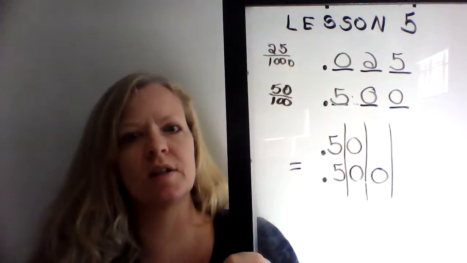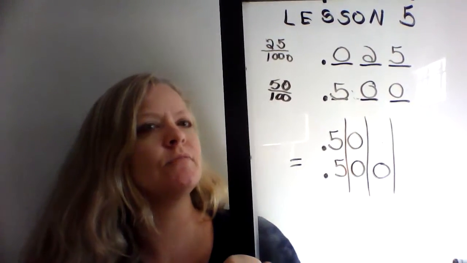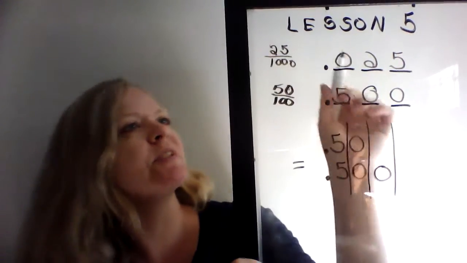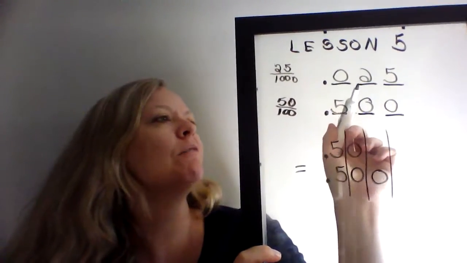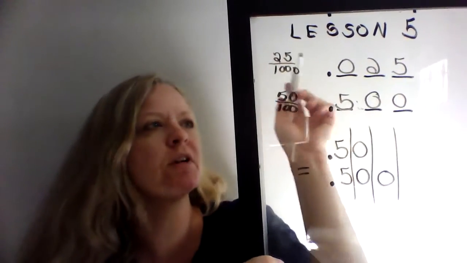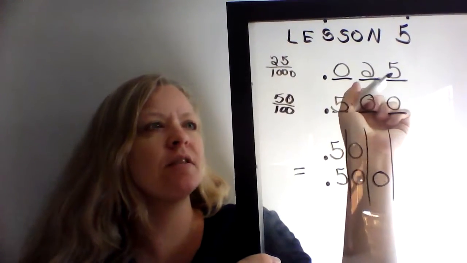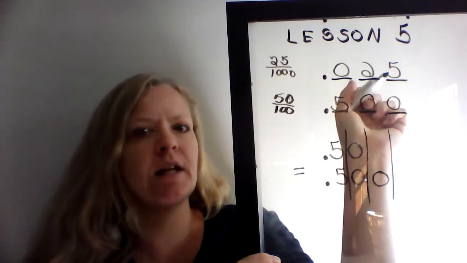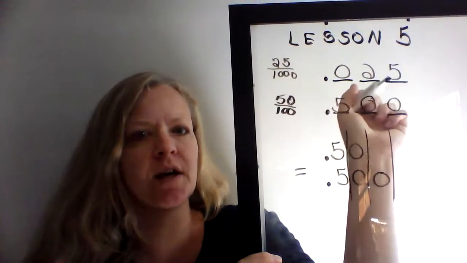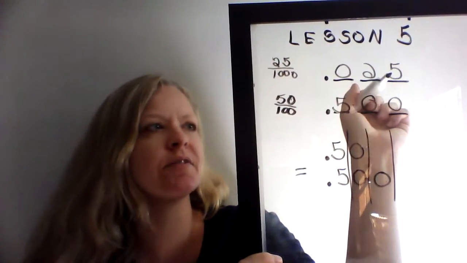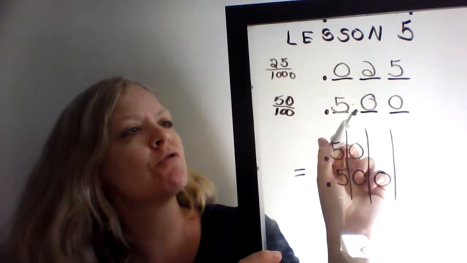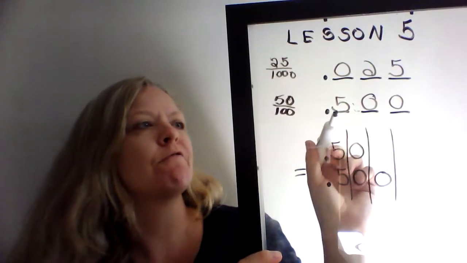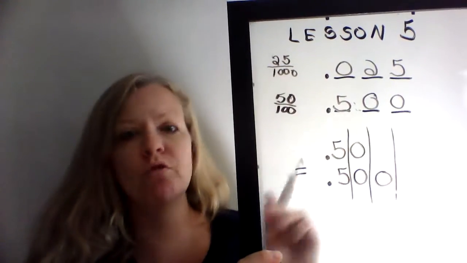Okay, so what about this one up here? How would I tell which decimal is greater? And how would I write that? So this one right here, remember that was 25 thousandths. Because the last digit, which is the 5, lands in the thousandths: tenths, hundredths, thousandths, 25 thousandths. All right, and I had what for this one? 50 hundredths or 500 thousandths.